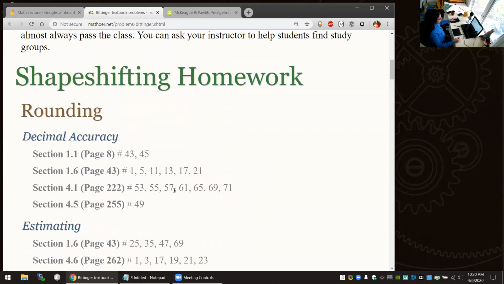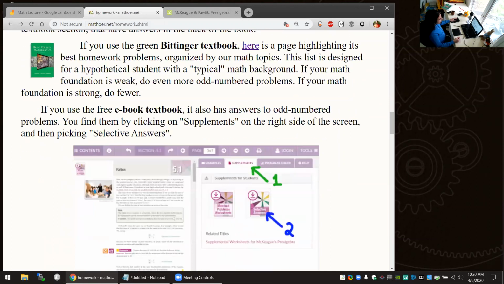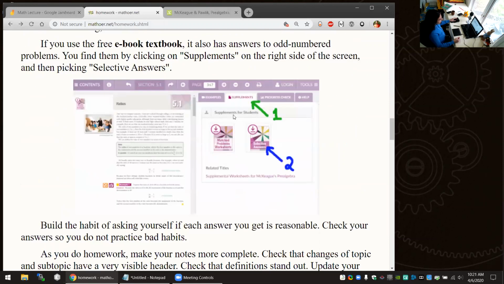But these are odd numbered problems, answers in the back of the book, organized so that you can see for our topic, here's where to go in the book and do some homework. If you're using the free e-textbook, then you can see the odd numbered answers in the back like that.